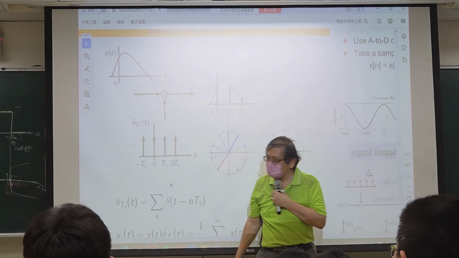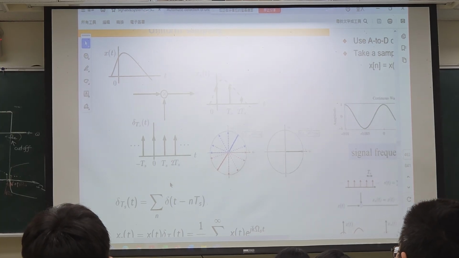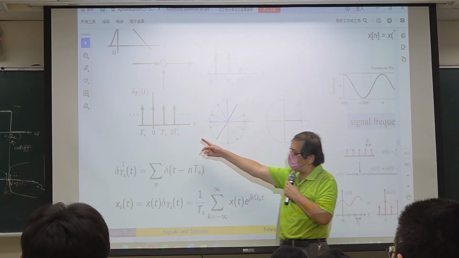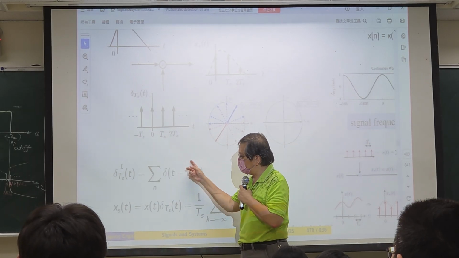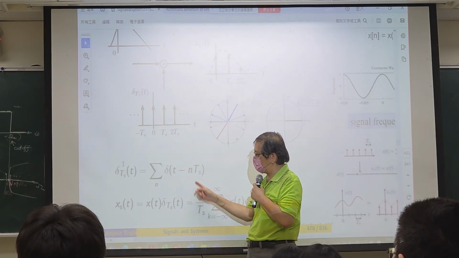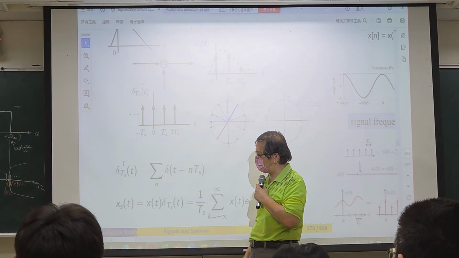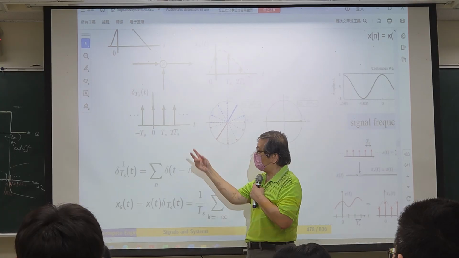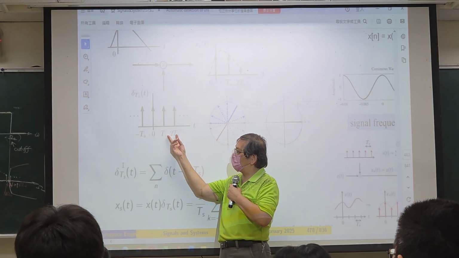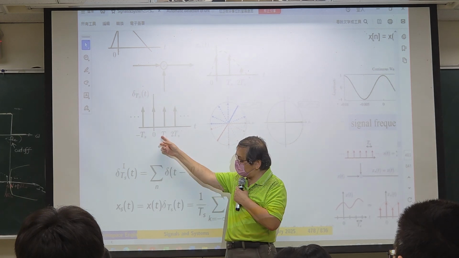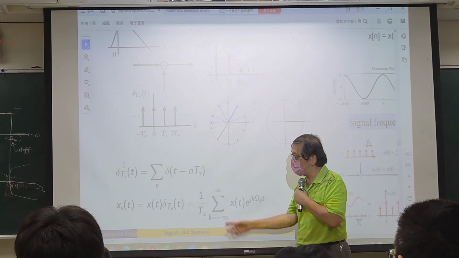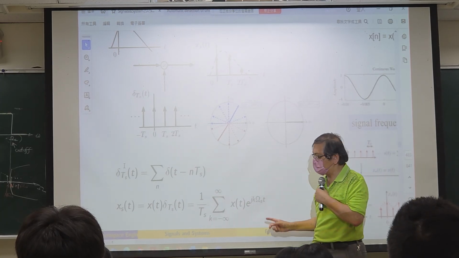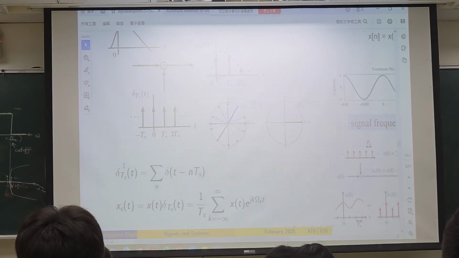Now, this impulse train can be written as the summation of delta functions with a shift, n times Ts shift. This function is a periodic function, because if you shift it to the right or to the left by Ts seconds, it remains the same. So it is a periodic function, and I can represent it by a Fourier series expansion.